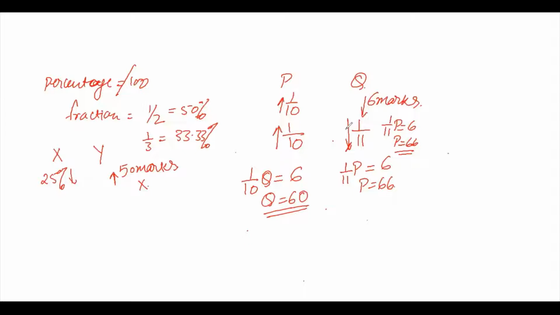Bhavya has got an answer. Manvi has got some answer. Manvi is saying X is 150. Bhavya is saying Y is 125. Utsav, my dear, the question is very simple. X has scored 25% less than Y, while Y has scored 50 marks more than X. I want you to answer what are the values of X and Y.